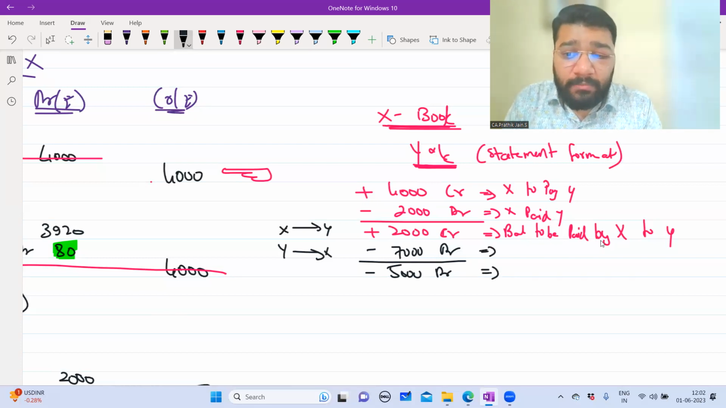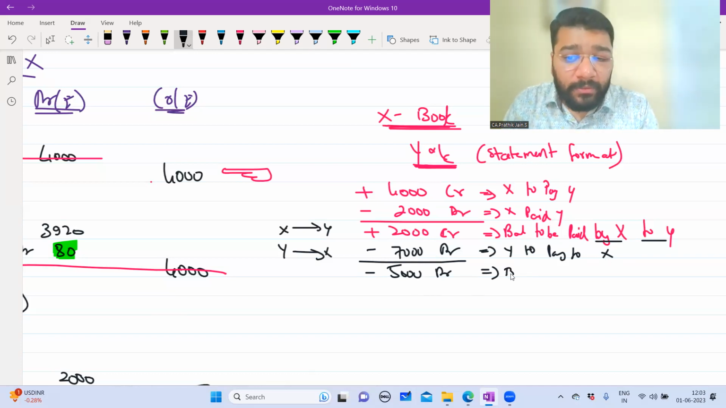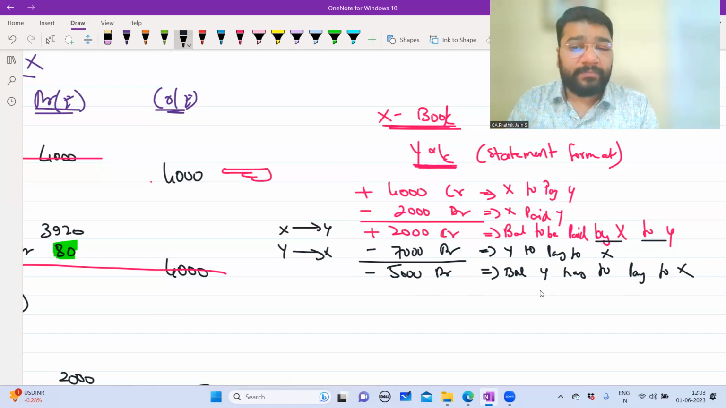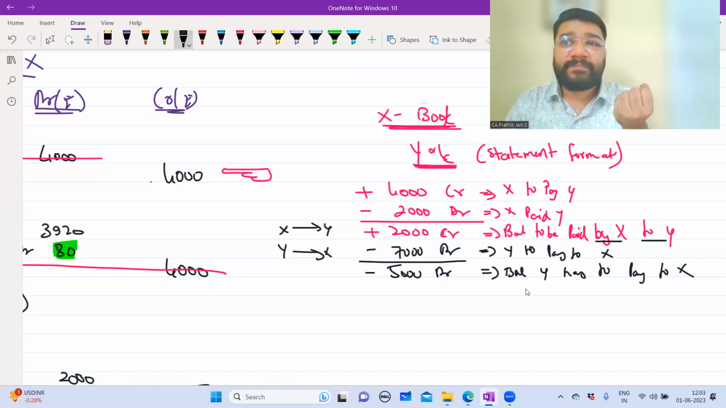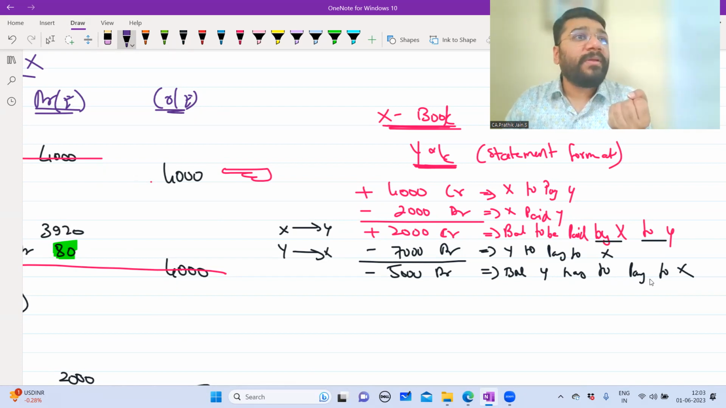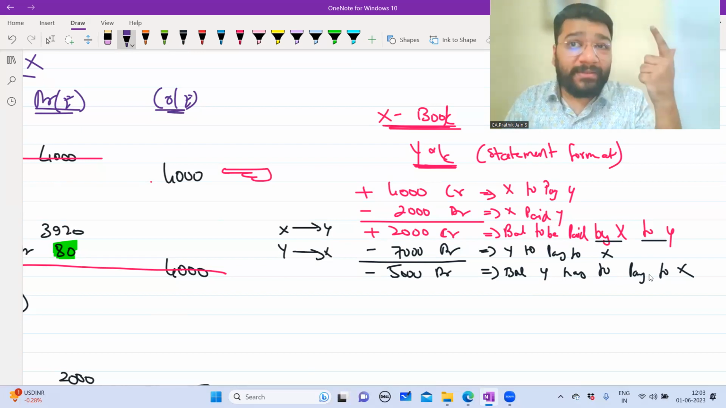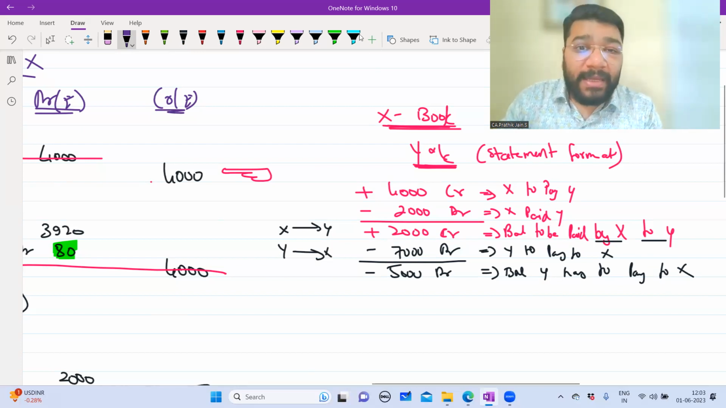Guys, 2000 is to be paid by X to Y and 7000 is to be paid by Y to X. So balance 5000 is what? Y has to pay to X. Which means, can I say X has to receive? In other words, X has to receive from Y. We are recording in X's books of account. Anything that we have to receive in future is asset. Asset carries what balance? Debit balance. Hence, debit balance.